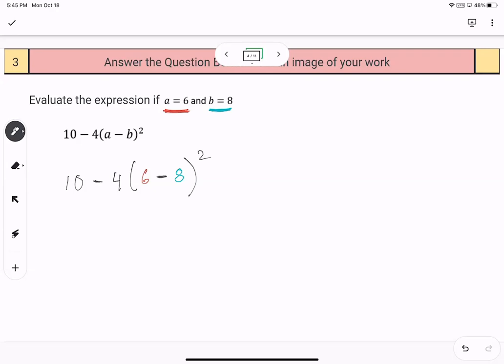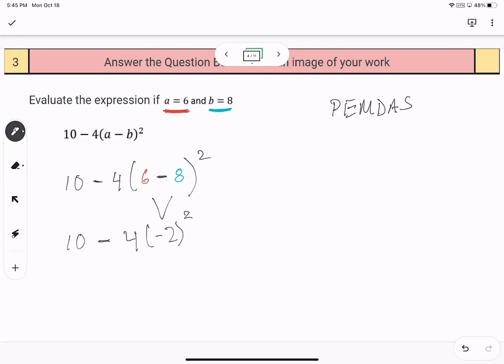Now, everything's plugged in. Again, we're going to follow PEMDAS, the order of operations. Is there any parentheses? Yes. Is there anything that we can do inside the parentheses? Yes, we can do 6 minus 8. If you do 6 minus 8, you get -2. Now, don't forget to bring down everything else. We have to the second power, we have 10 minus 4.